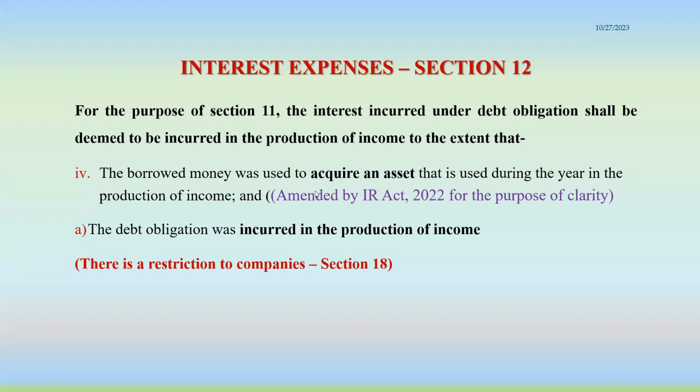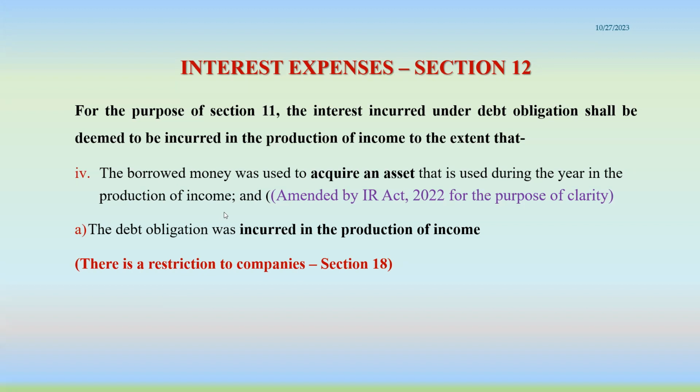So a person can borrow money from a financial institution or from somewhere, and that borrowed money is used to acquire an asset that is used during the year in the production of income.